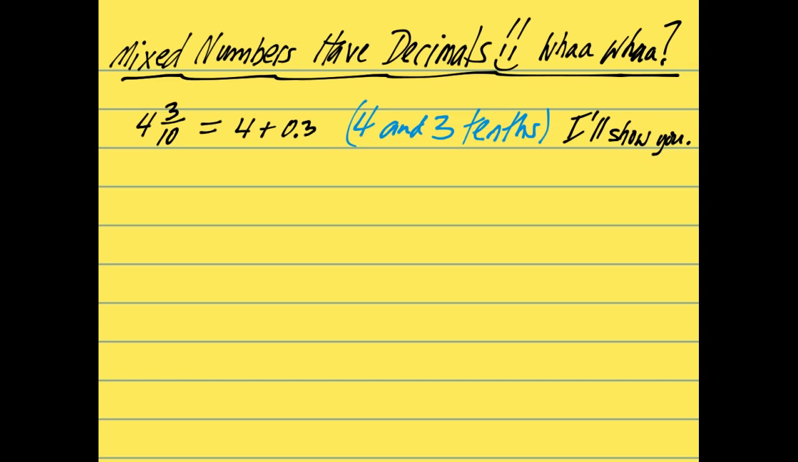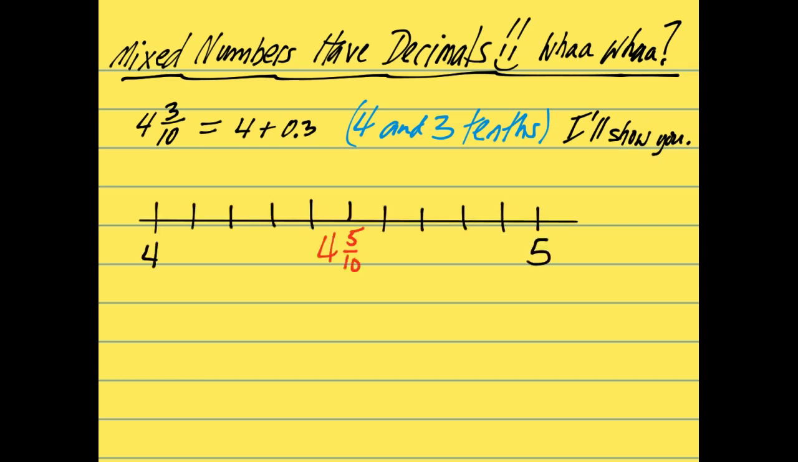You would say that 4 and 3 tenths. Notice, side note here, that the decimal point has a name. It's called "and." I know, kind of crazy, but it's true. I'll elaborate more in class when we do this work. Anyway, let me show you.